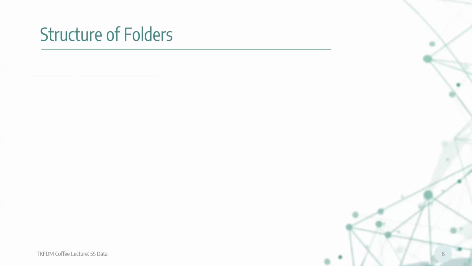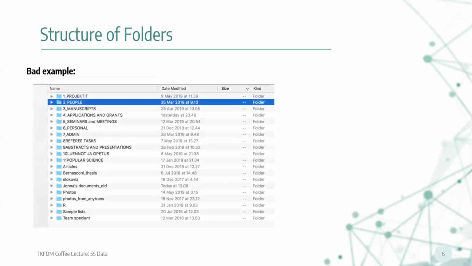Let's start with useful structures for folders. Here on the left side, you see a bad example for a folder structure. They tried to number the folders, but not consistently in all folders. Sometimes names are written with big letters, small letters, and spaces are sometimes exchanged with underscores, but not all the time. Or you see general folders at the bottom, like photos, so you don't know why they are on the top level, or like sample lists or R, which stands for R script, I guess. So that's not a good folder organization.